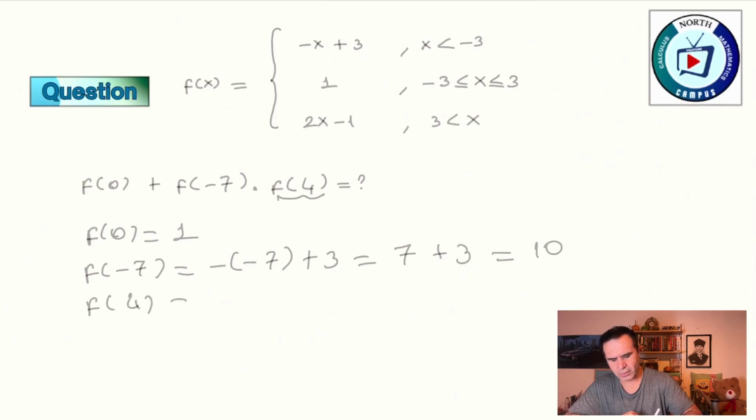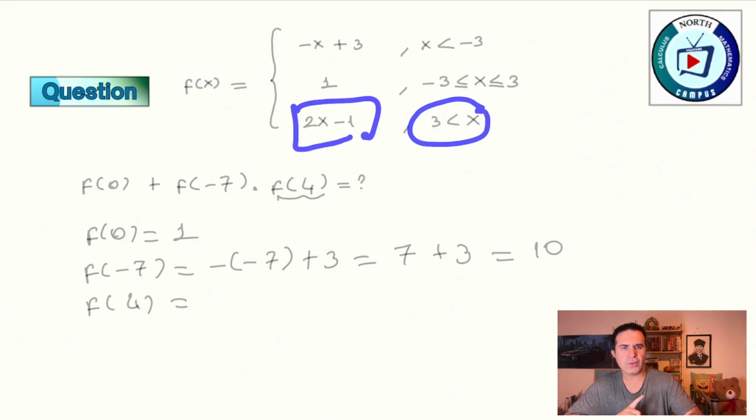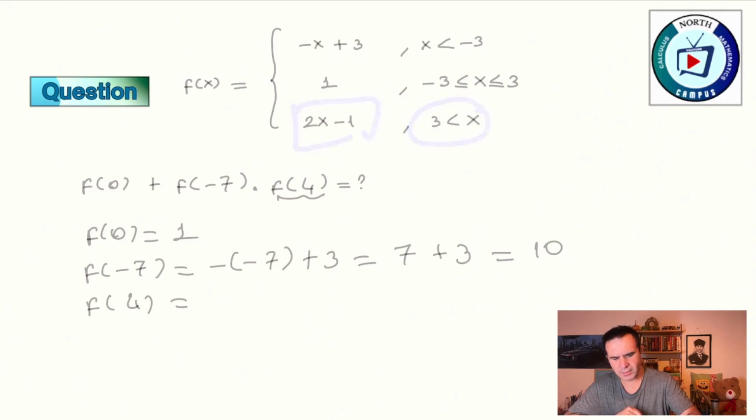And f of 4. 4 is greater than 3. So we will use this function 2x minus 1 here. So 2 times 4 minus 1 equals 8 minus 1, and this is equal to 7.